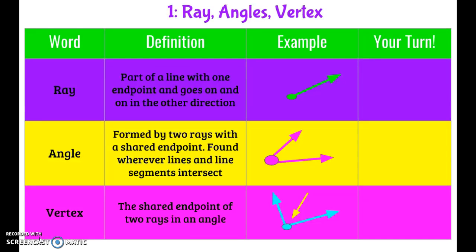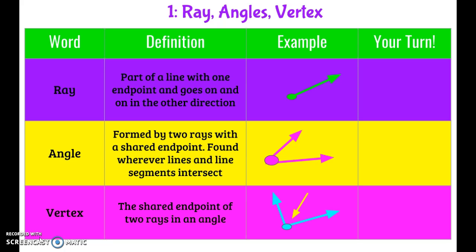Our next vocabulary word is ray. A ray is also a part of a line, similar to a line segment, but it has one endpoint and goes on and on and on in the other direction. A real-life example would be a flashlight or our projector. When you combine rays, you make different angles.